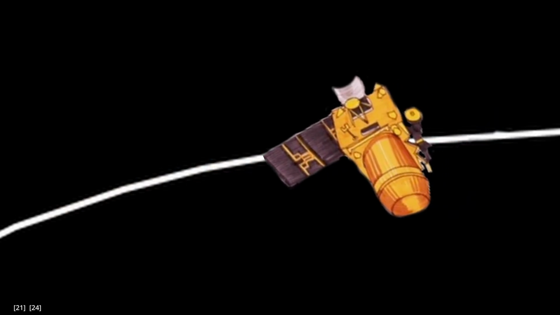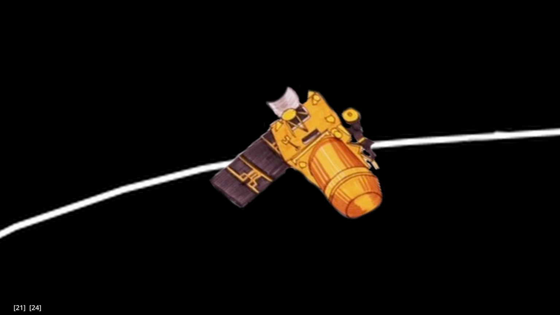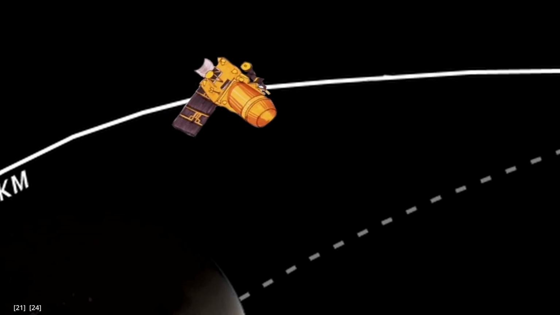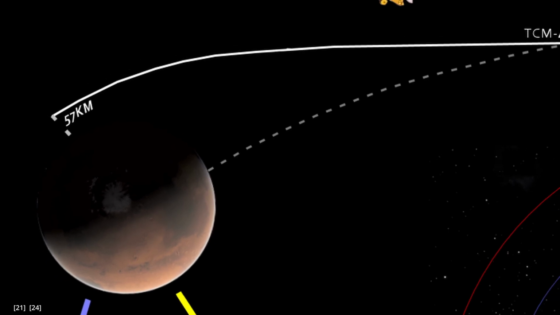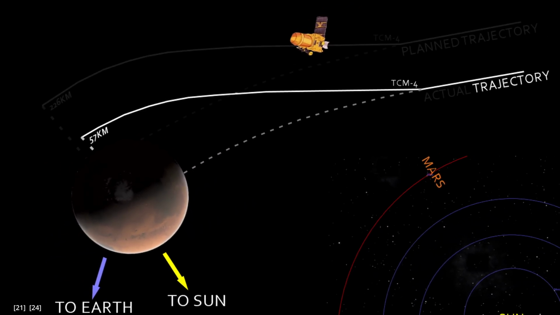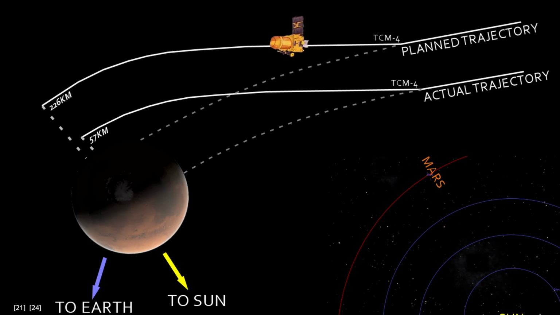This is the Mars Climate Orbiter in space. Its intention is to skim through Mars' upper atmosphere. On the attempt to do so, the orbiter crashed instead, because it got closer to the atmosphere than it was intended. Now if we zoom out, you can see the planned trajectory of the orbiter. In comparison to the planned one, the actual trajectory is quite far away, and the reason behind this is the wrong use of metrics.